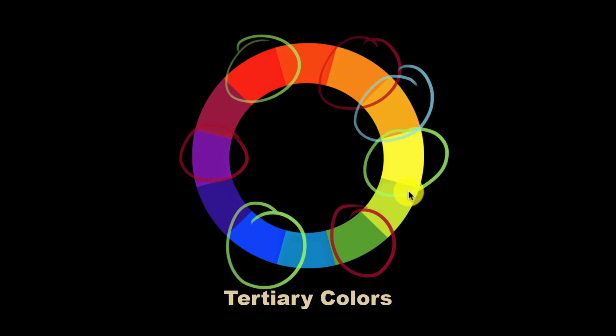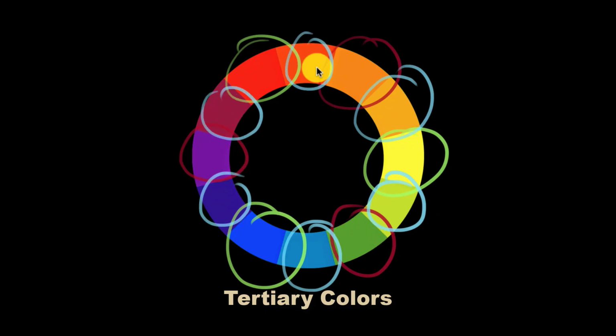However, there is something called a tertiary. And the tertiary is the in-between colors. Orange, yellow, yellow-green, blue-green. Any of these steps in between are called the tertiary.